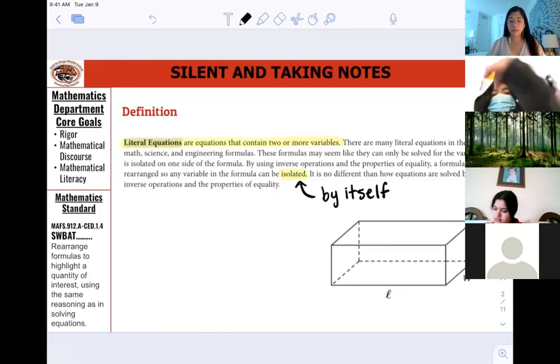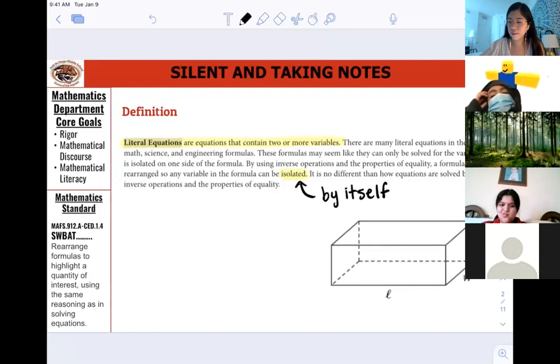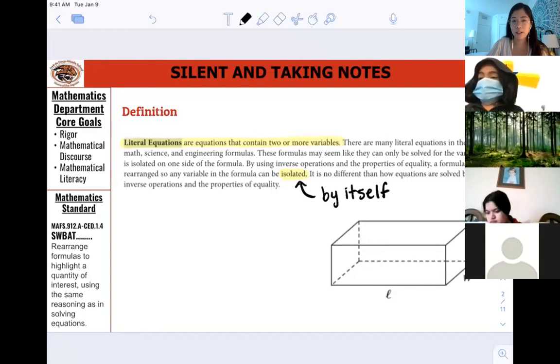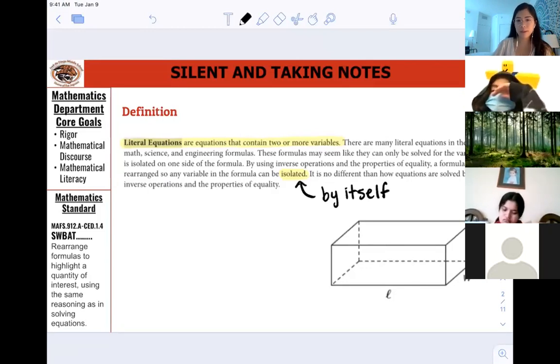So basically what we're going to be doing today is we're going to look at equations that have a lot of different variables, and we're going to figure out how to get one of those variables by itself. So I put this rectangular prism here because the rectangular prism is one example of what can be a literal equation. So when you look at this shape right here, does anybody remember the formula for the volume?